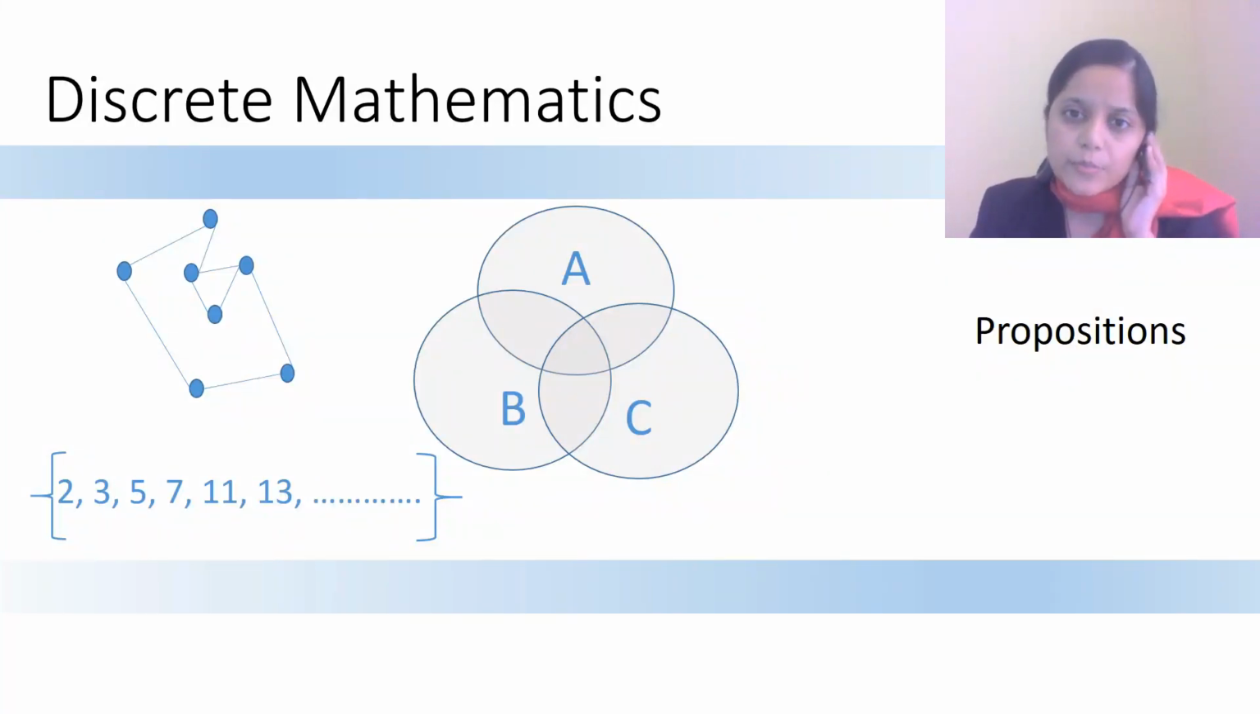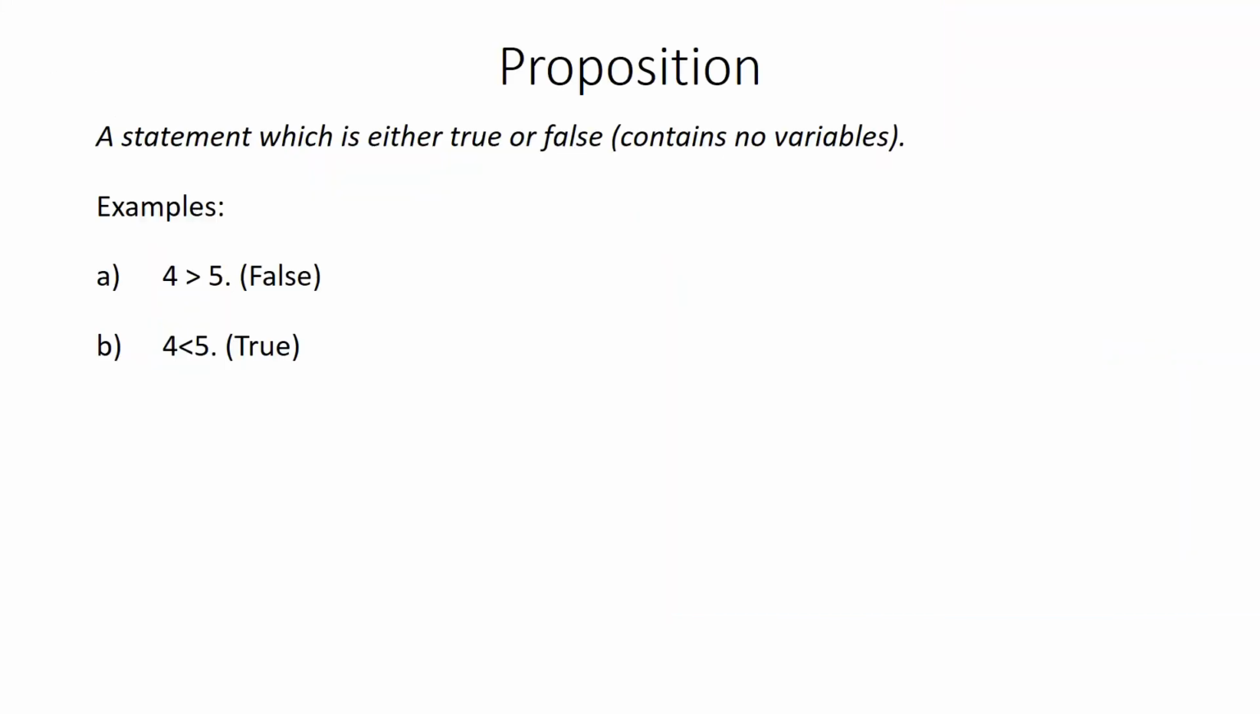Before we learn how to write proofs, we first need to understand how to formalize statements mathematically. This brings us to propositions, which are nothing but mathematical statements which one may wish to prove. A proposition is the simplest form of a mathematical statement. It contains no variables and it's either true or false, never both.